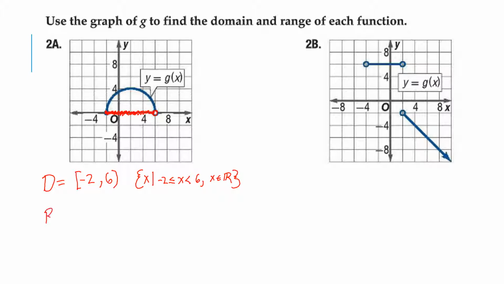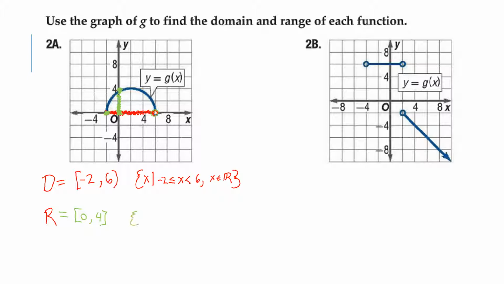For the range, I'm going to do the same thing I just did with domain, but I'm going to look at the y-axis. Let me change my color so that you can see it as I scribble on this again. Up here, I can see that it comes all the way up to 4, and it actually can equal 4. And it comes all the way down to 0. Even though there's a circle here, I do have a dot here, and that allows me to equal 0. So in my range, I'm allowed to equal 0, and I'm allowed to equal 4.